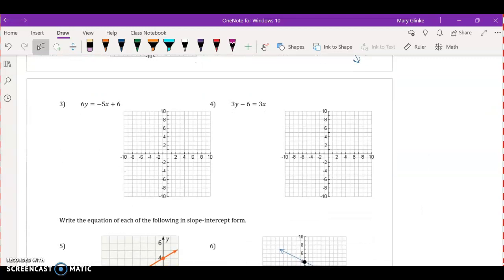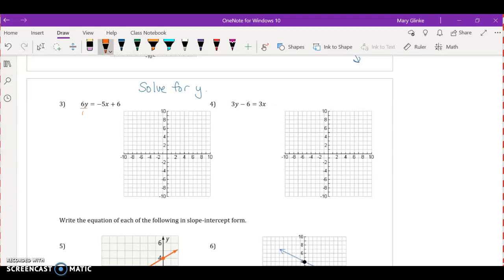Now if you look at these next ones, they're not exactly in slope-intercept form. So what we need to do when that is the case is we need to write them in slope-intercept form, aka we need to solve for y. Now that might seem familiar because a couple units ago we solved for variables and we had other variables in the problem. That's kind of setting us up here for this one. So we need to get y by itself.